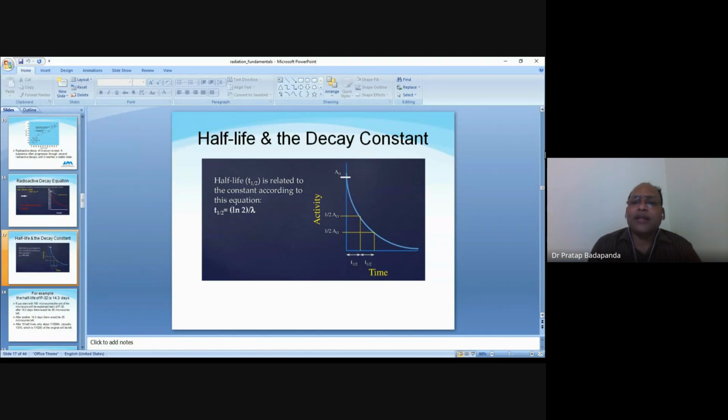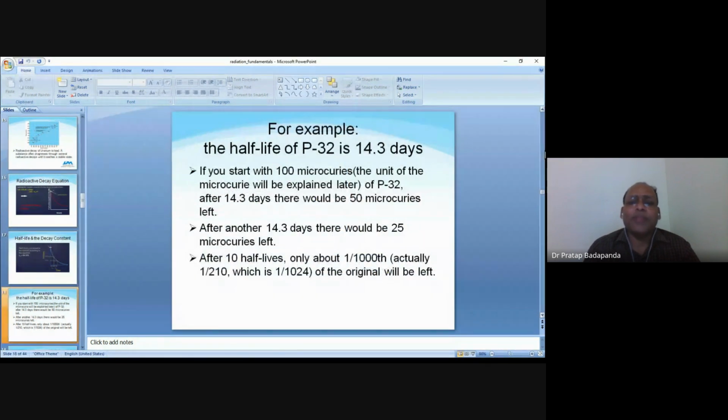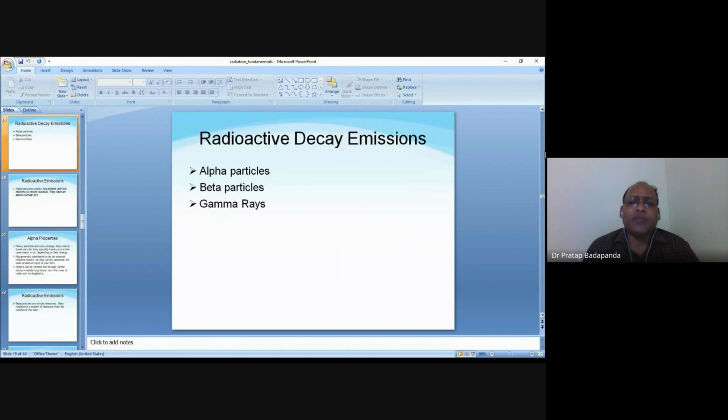Half-life and the decay constant. This numerical part, the half-life of P32 is 14.3 days, will be a calculation part. Radioactive decay emission is another important area of this radioactive nature. Radioactive decay emission includes alpha particles, beta particles, and gamma rays. Yesterday I told you alpha, beta, gamma.